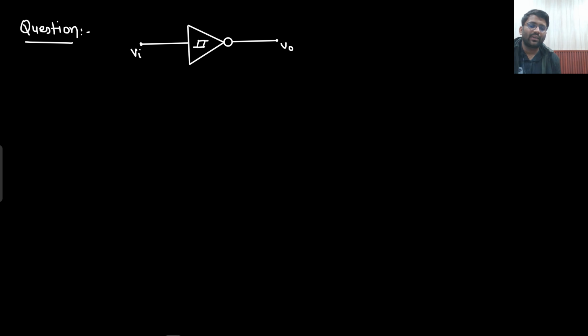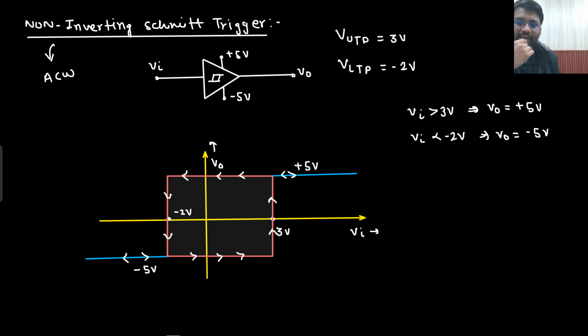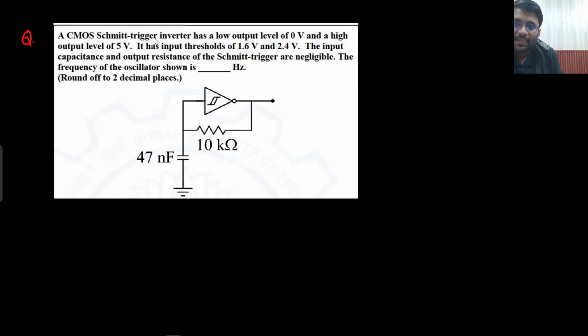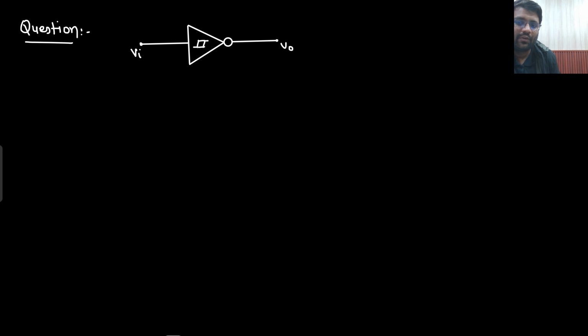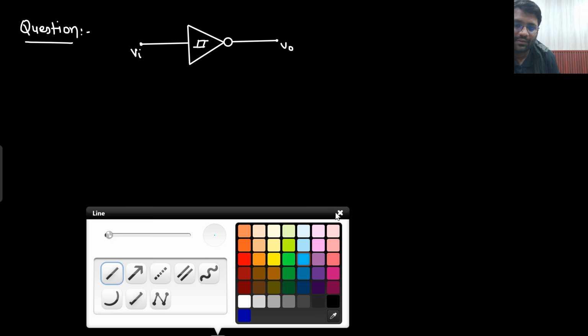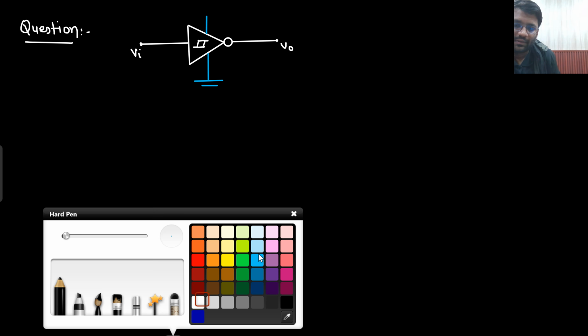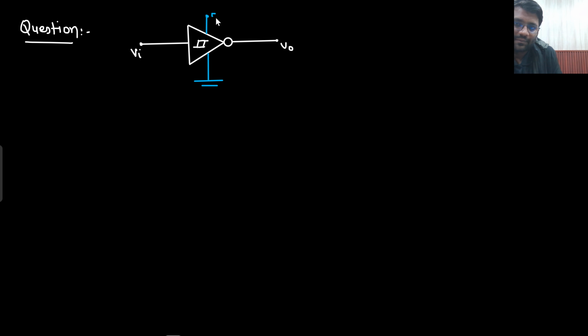Let's solve the question now. Read the question. They are saying that the inverter has a low output level of 0 volt and a high output level of plus 5 volt. Is that understandable to you? So two possible outputs are there, either you can get plus 5 or you can get 0 volt.